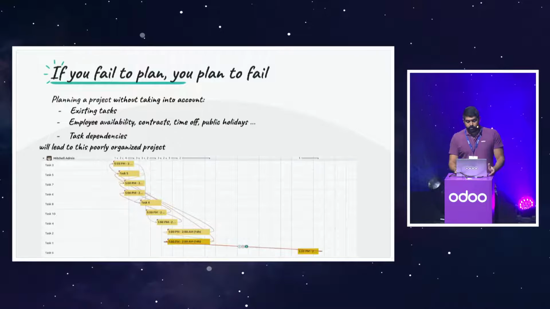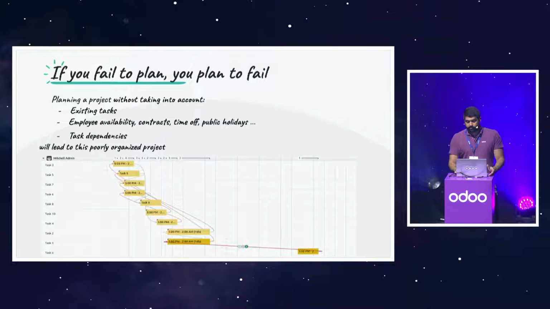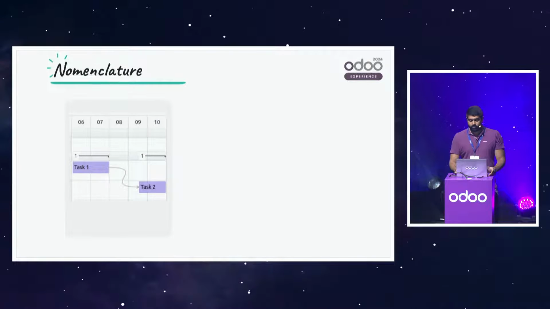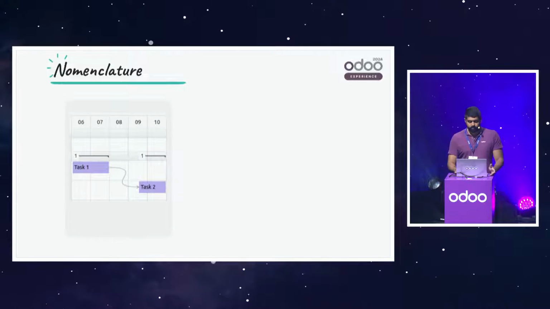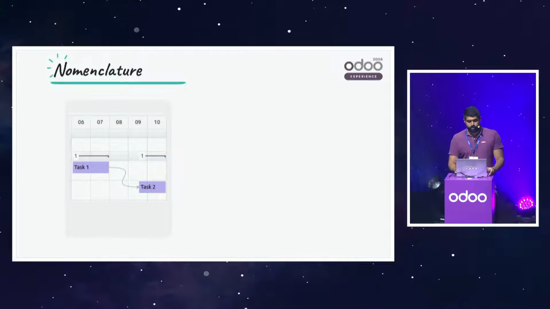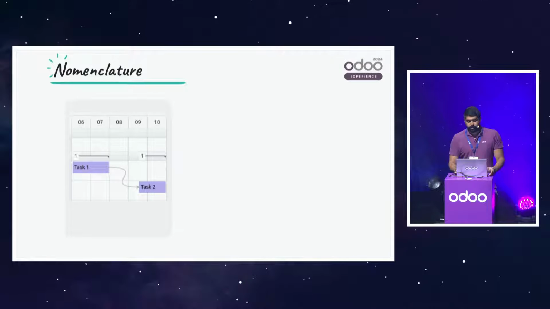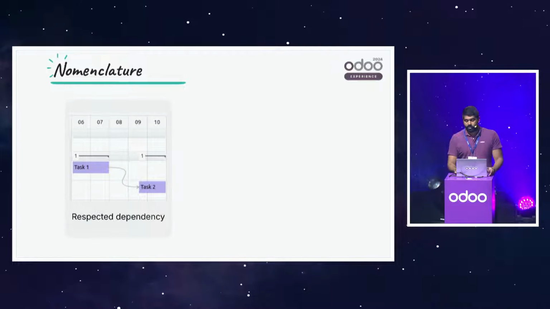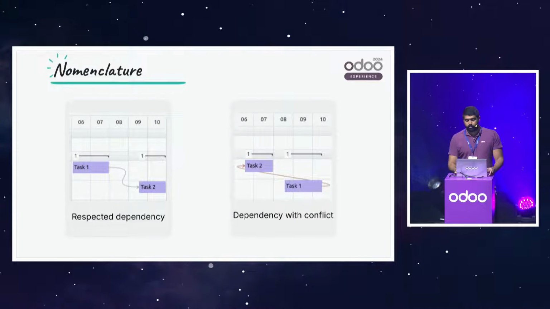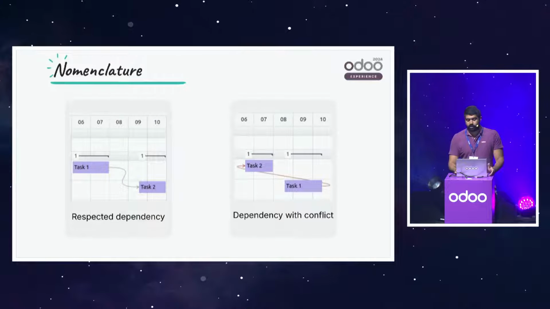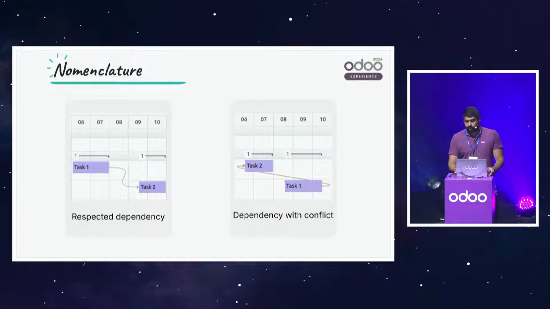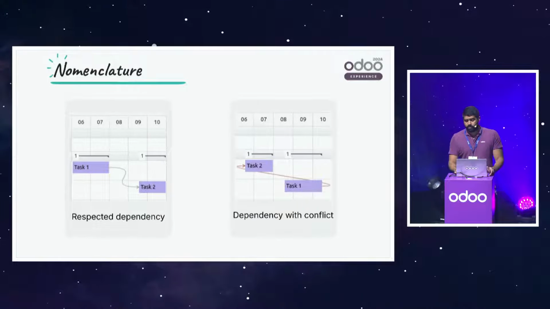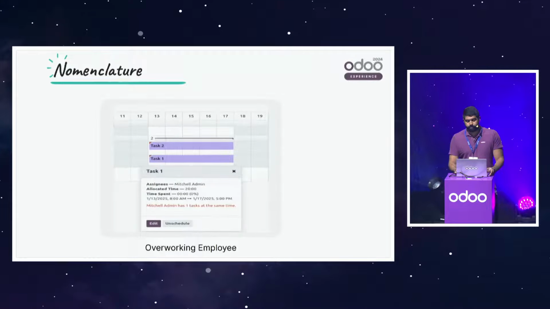So this view is simply a Gantt view, and if task 1 is blocking task 2, it means that task 1 should be finished before starting task 2. It's simply a dependency, and we display a gray arrow between task 1 and task 2. So it's a respected dependency. But if we try to schedule task 2 before the end of task 1, it's displayed in red, and it's a blocked dependency or a dependency with conflict.